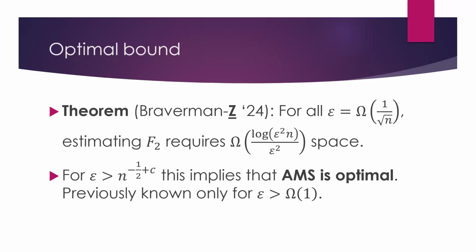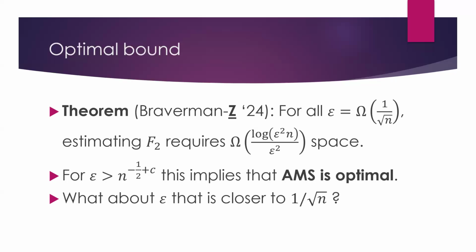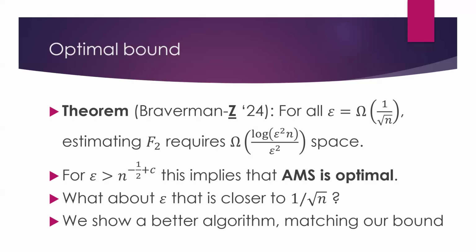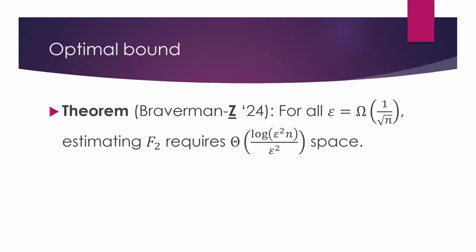But when epsilon is very close to 1 over square root n, then this log might get smaller. This might now be less than log n. And we were actually quite surprised to find out that the problem was not with the lower bound, but with the upper bound. So we're actually showing a better algorithm in this very particular range of very small epsilon, showing that the lower bound is the correct thing. So we end up showing that this is the exact space complexity we need for this problem in this range of epsilons.